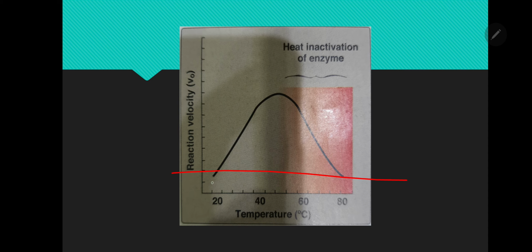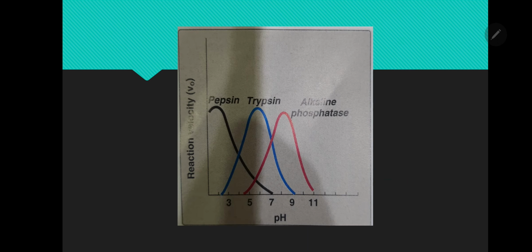You see, it will go to a maximum and then will start coming down. Maximum will go up to 40 and then will drop. After the optimum, the red indicates the denaturation, which then starts, and the heat makes the enzyme inactive, and this is the effect of temperature on the activity of the enzyme. Similarly, there is the effect of pH.